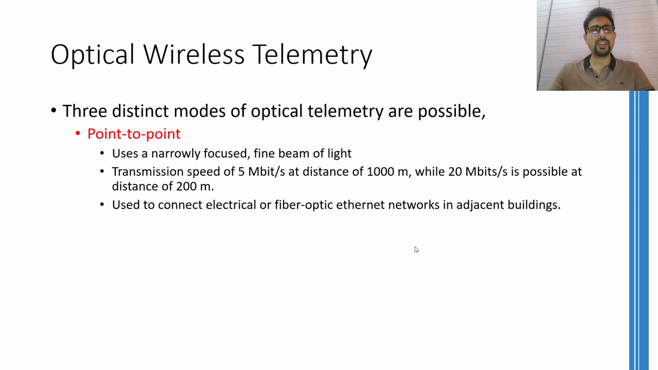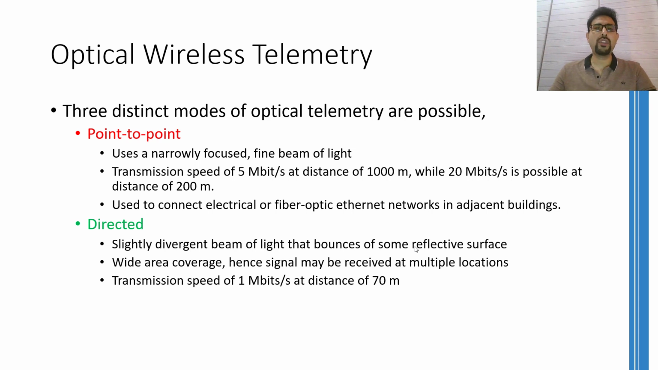The systems utilizing this kind of transmission can have a speed of about 5 megabits per second at a distance of approximately 1000 meters. However, if you want to increase the transmission speed, then the transmission distance has to be reduced. Normally, these kind of systems are used to connect electrical or fiber optic Ethernet network in adjacent buildings, where you cannot have a wire running from one building to the other building.